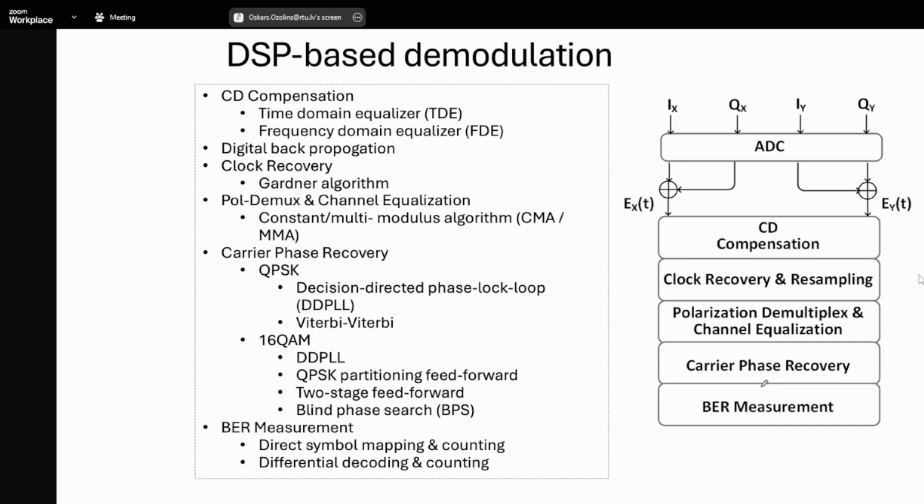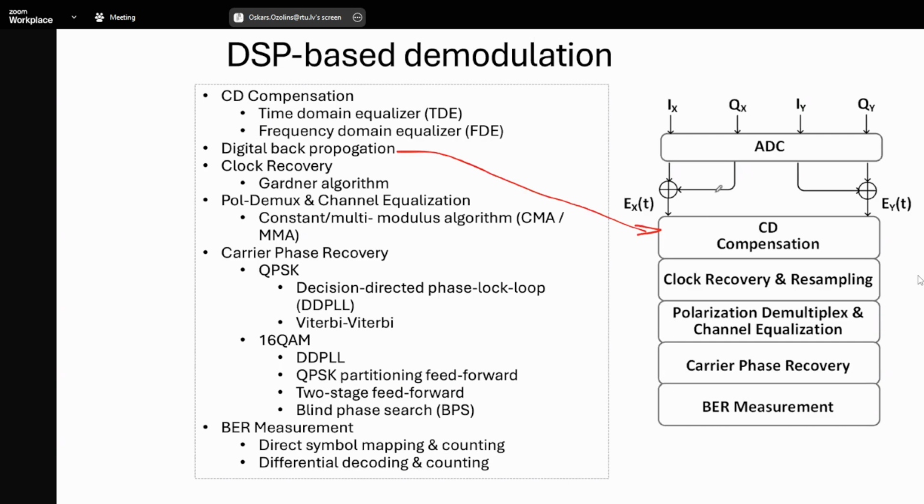As I mentioned, chromatic dispersion can be compensated using a time domain equalizer or a frequency domain equalizer. I already mentioned that a frequency domain equalizer might be less complex for longer links, but a time domain equalizer may be a bit more accurate. Then there's one thing I didn't talk that much about: chromatic dispersion compensation can also include or be replaced with digital backpropagation.